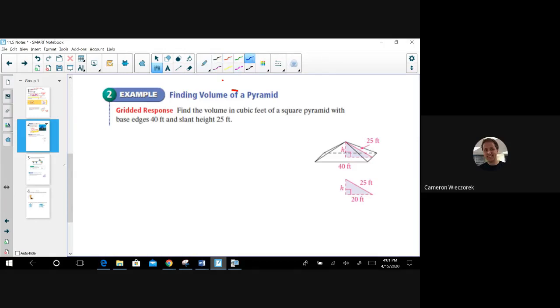Find the volume in cubic feet of a square pyramid. So again, that means they're talking about the base being a square. The base edges are 40. So all of these on the bottom, these are all 40. And the slant height is 25. Notice they didn't mention the height. They're giving you L. So we're going to have to solve for H.